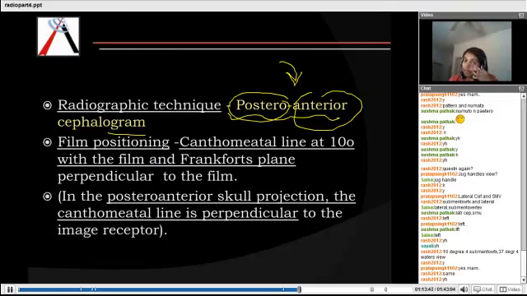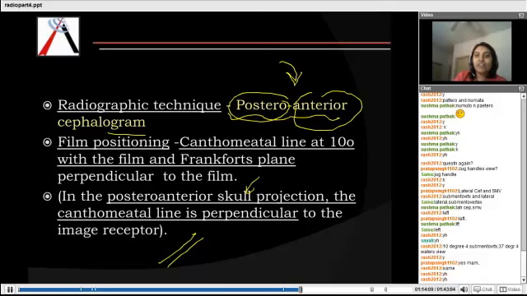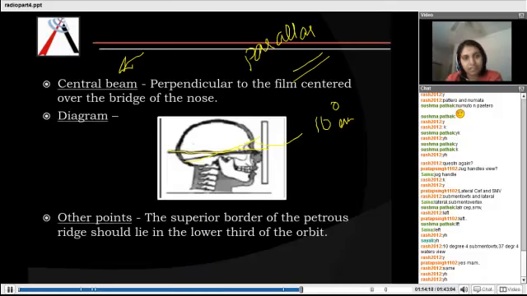But if you are taking a PA skull projection, if you want to actually focus onto the skull, therein instead of the Frankfurt's plane being perpendicular, we keep the canthomeatal line perpendicular to the image receptor, giving the difference between PA cephalogram and PA skull. In PA cephalogram, we have the Frankfurt's plane perpendicular, canthomeatal forming 10 degrees, but in PA skull, we have the canthomeatal line perpendicular to the image receptor.